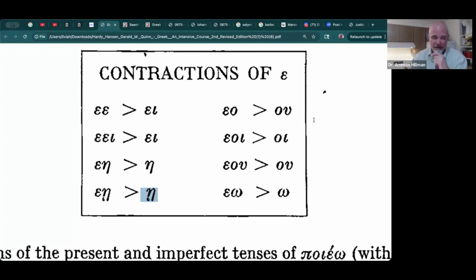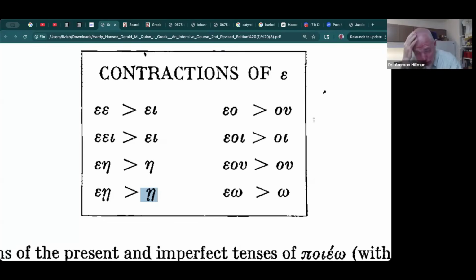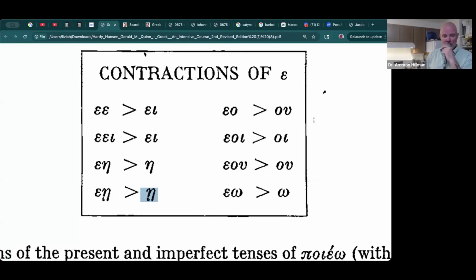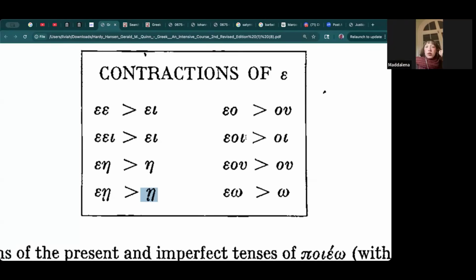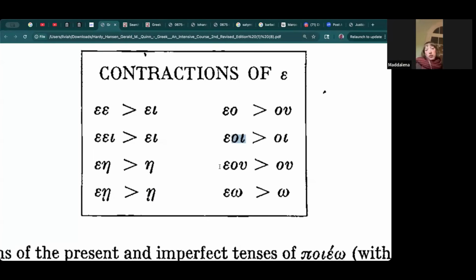Becomes oo. Plus oi becomes oi. Why? Because oi is a diphthong, and diphthongs have greater weight on the scale of the weights of vowels. Diphthongs have greater weights.